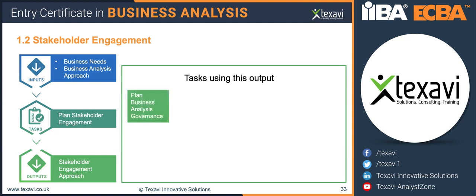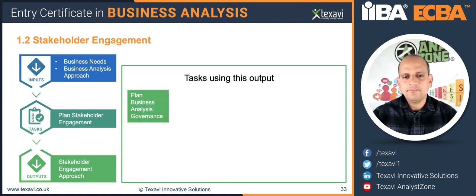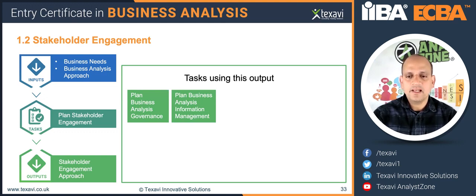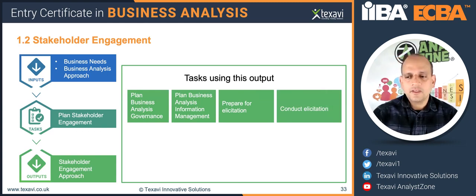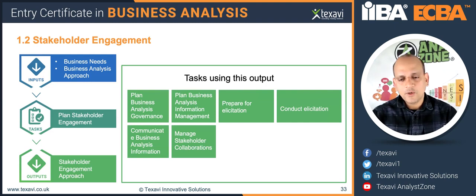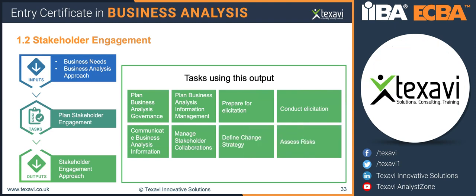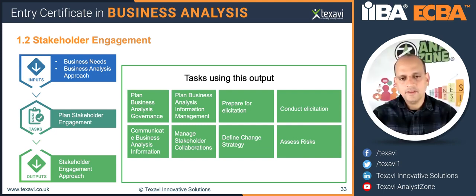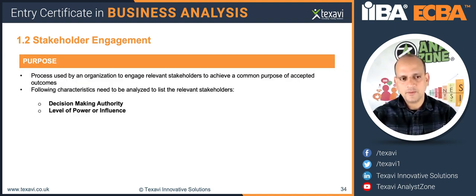Okay. What would be the tasks that use output? So you've got plan business analysis governance, so obviously that's the one that has come through from the last time. We've got plan business analysis information management, and then we've got prepare for elicitation, conduct elicitation, then communicate business analysis information, stakeholder collaboration. How would you manage that? Change strategy and assessment of the risks. We were talking about all of these in the course of the last few slides. So we would potentially use all of them, and this would follow through as well. So that's what we're going to discuss as well.